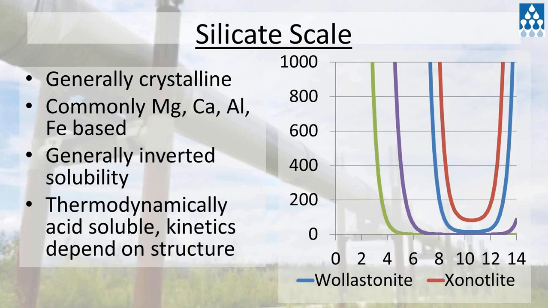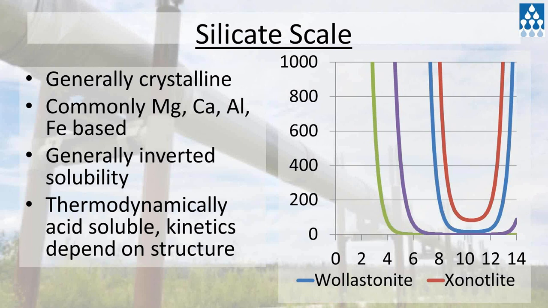Silicate scale is slightly different in that it generally involves some form of metal group. They are generally crystalline, but they don't have to be. They can be amorphous. They will often start as amorphous materials and convert very quickly to a more crystalline form. In RO chemistry, we focus on the four there, magnesium, calcium, aluminium, and iron, because they're the ones we most commonly see. That doesn't mean that they are the worst. That doesn't mean that they are the only ones.